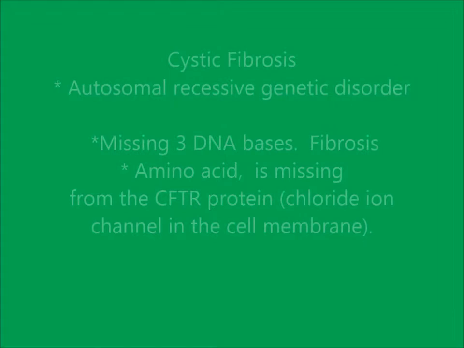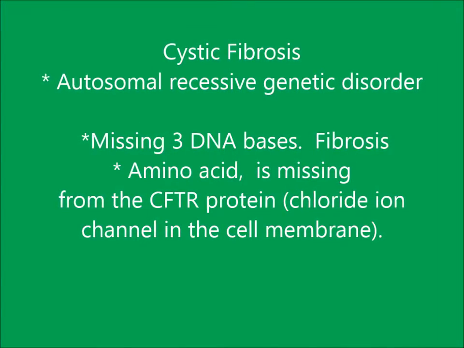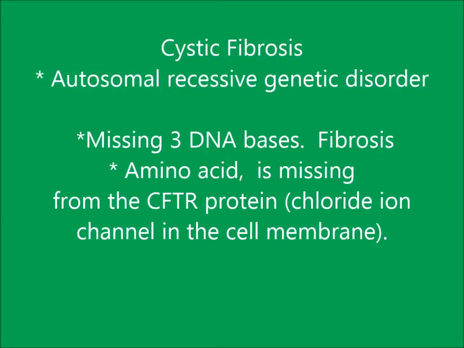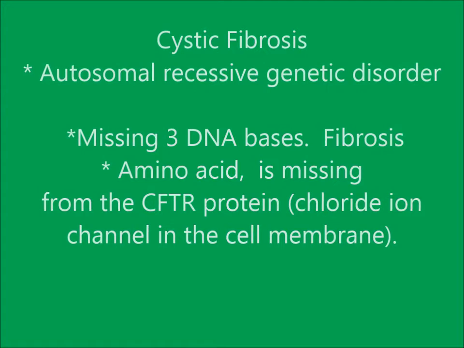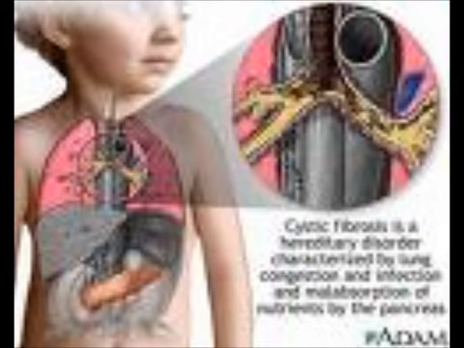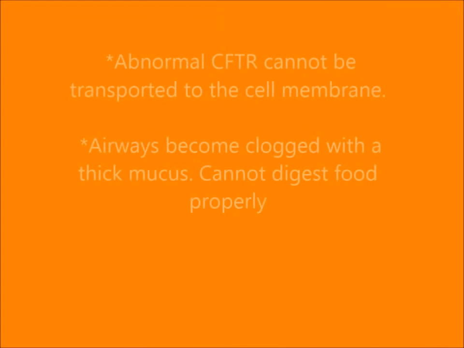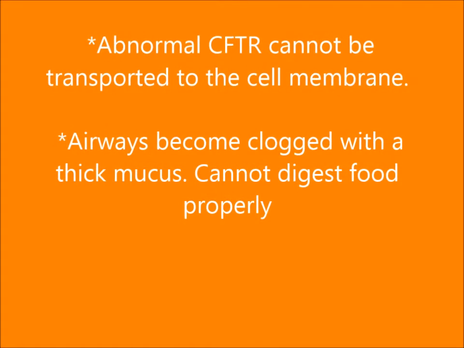Cystic fibrosis is caused by missing 3 nitrogenous bases. Phenylalanine amino acid is not there from the CFTR protein. An abnormal CFTR cannot go through the cell membrane. A thick mucus clogs your airways. You cannot digest food properly. The treatment for cystic fibrosis is special diet, physical therapy, medicine to control your mucus.